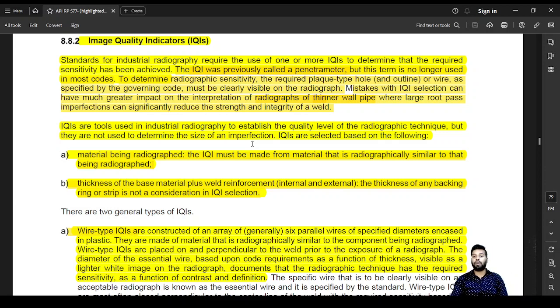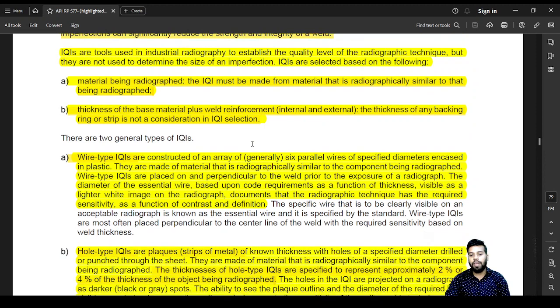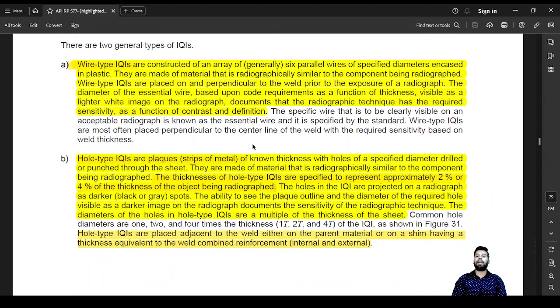IQIs are selected on the following basis. The material to be radiographed: the IQI should be made of the same material as your base metal, or it should have the same absorption and transmission coefficient for radiation as your base metal. The thickness of the base metal plus the weld reinforcement will also have a say in what kind of IQI you select. There is an entire table given in ASME Section 5 which will help us identify at what thickness what number of IQI is needed. There are two general types of IQI.